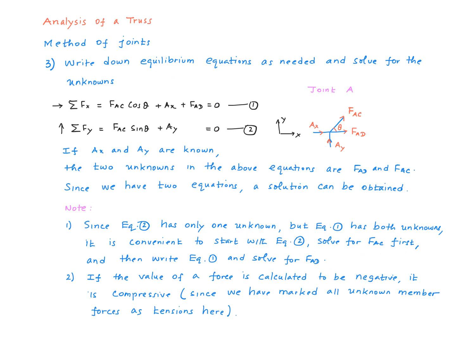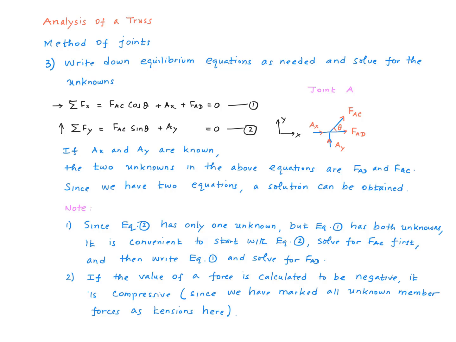Your third step is to write down the equilibrium equations as needed and solve for the unknowns. Here I say as needed because in some cases you may have a joint with just one unknown and therefore you only need one equation to solve for that unknown. But in general, you have the two force equations available to you. The sum of the forces in the x direction should be equal to 0. The sum of the forces in the y direction should be equal to 0. So generally, you'll write down the two equations and then figure out a way to solve for the unknowns in these two equations, right? But in some cases, you might find that one of those equations will only have one unknown in it.